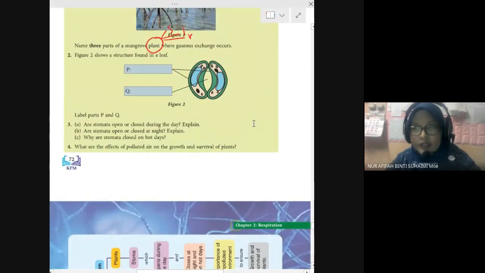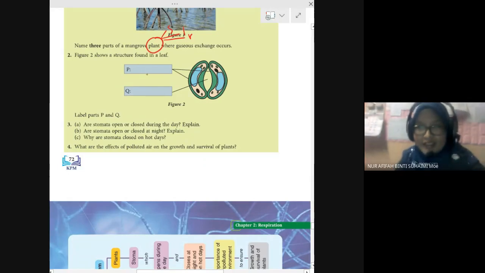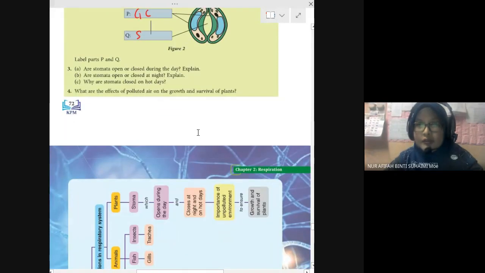Okay, structure in the leaf. Label P and Q. What is P? What is Q? Okay, P is what? You can give the answer in the chat. Cut cell. Q. This one. Cut cell. Okay. Q. Stoma. Stoma, stomata. All correct.